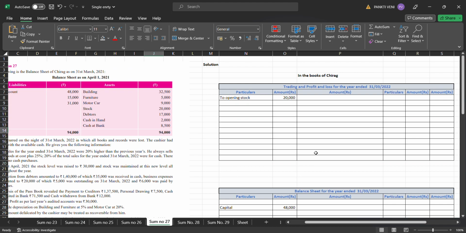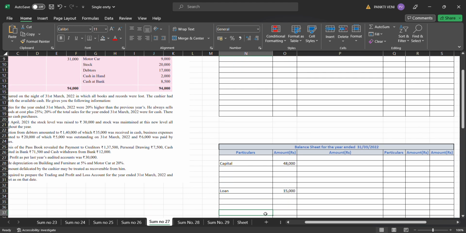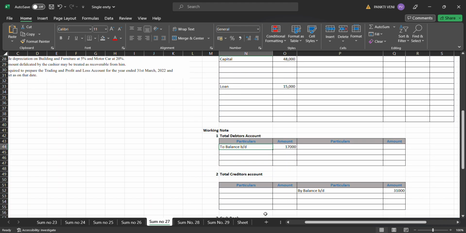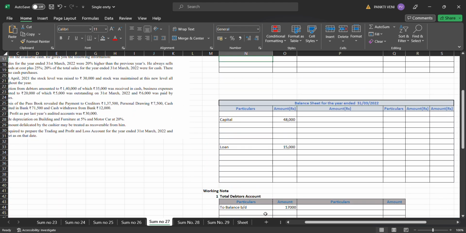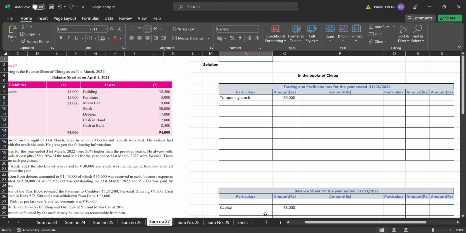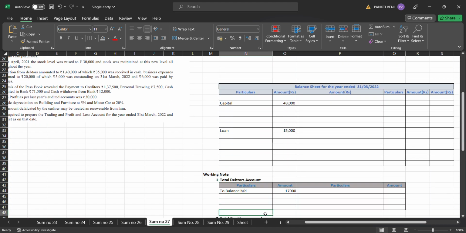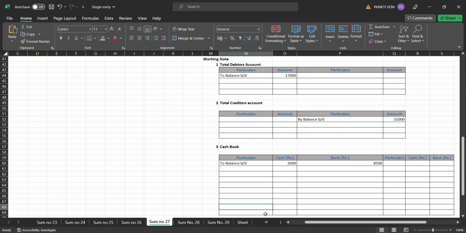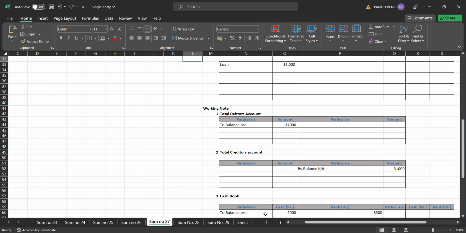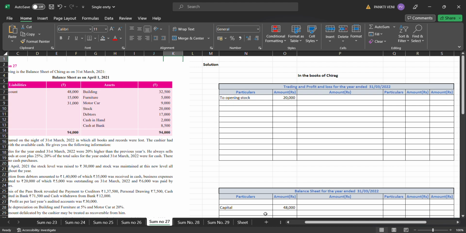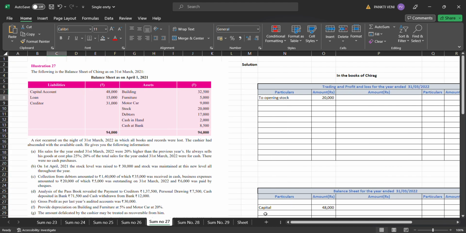Then next I have a stock, so opening stock I noted down. Debtors, in debtors working I will note down balance brought down. Then next I have cash in hand, cash at bank 2,000 and 8,500. So wherever is my cash book, opening balance, I'll note down 2,000 and 8,500. So the asset side of the opening balance sheet is done.